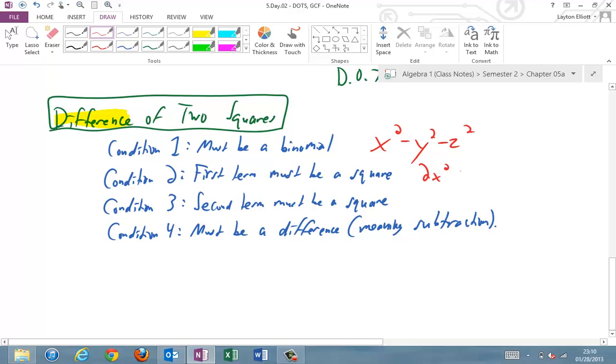Sometimes people think if I do 2x squared minus 4, that's going to be a difference of 2 squares, and it's not because of the 2. Same thing with the second term, it must be a square. If I go 49 z to the 4th minus 2, that's not a difference of 2 squares because the second term is not a perfect square. Fourth, it must be a difference, meaning subtraction. If I do something like x squared plus 16, that's not a difference, that's a sum. I'm going to rewrite this middle one here in red so you can see that that was a bad example. So all those in red are bad examples. Those are not differences of two squares.